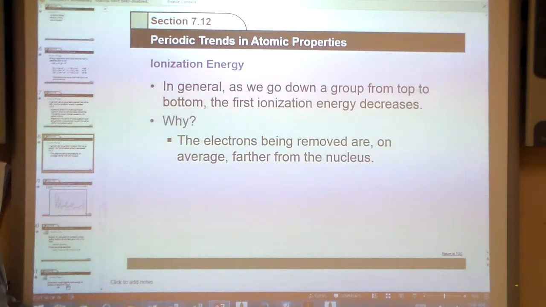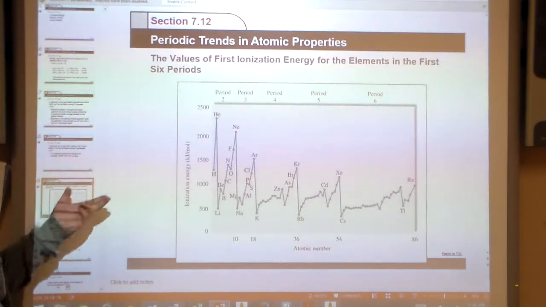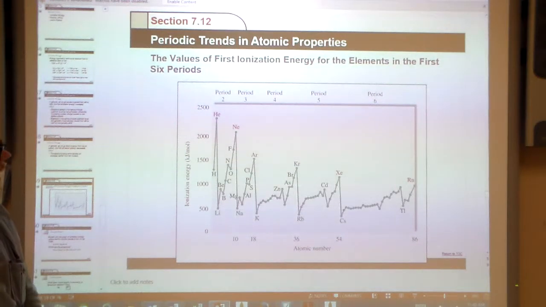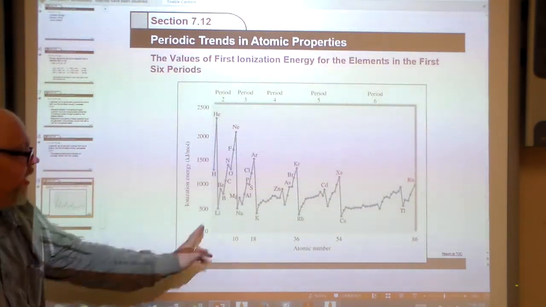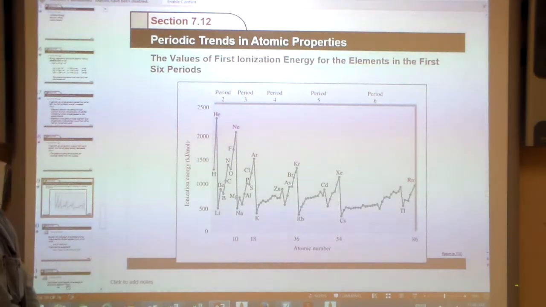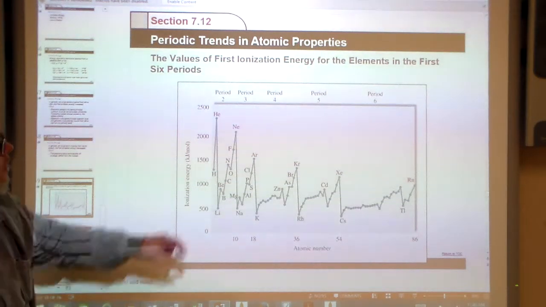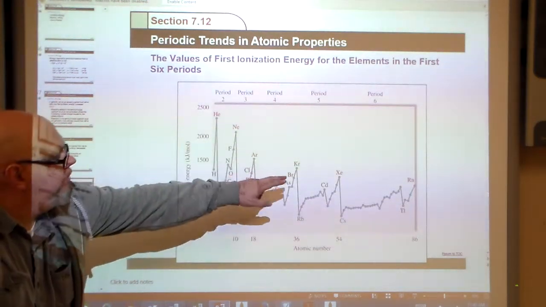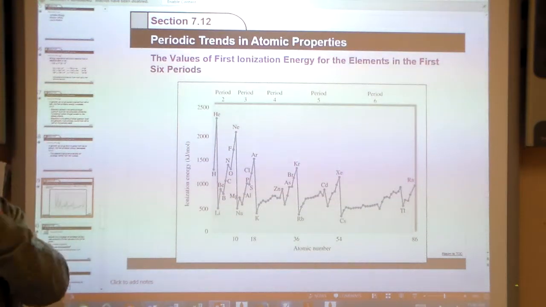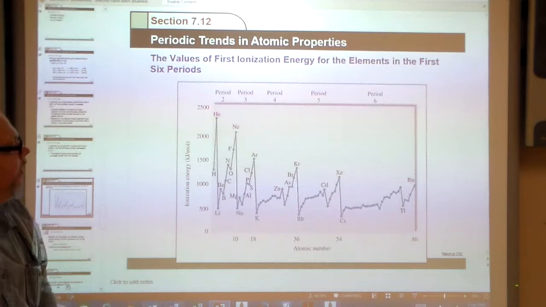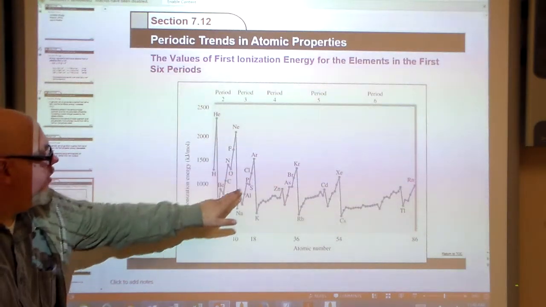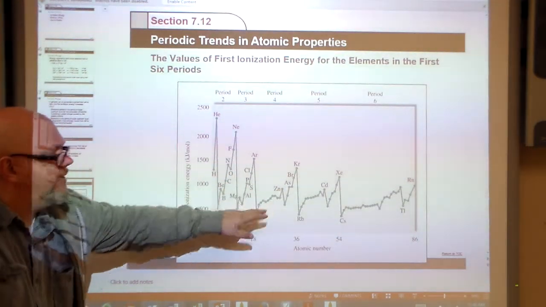Okay, so that's basically the idea. And we look at this here. Here is the amount of ionization energy that's needed compared to the atomic number. If we look at periods 2, 3, 4, 5, and 6, you notice that helium, neon, argon, krypton, xenon, and radon are all relatively high compared to the other atoms in the same period.